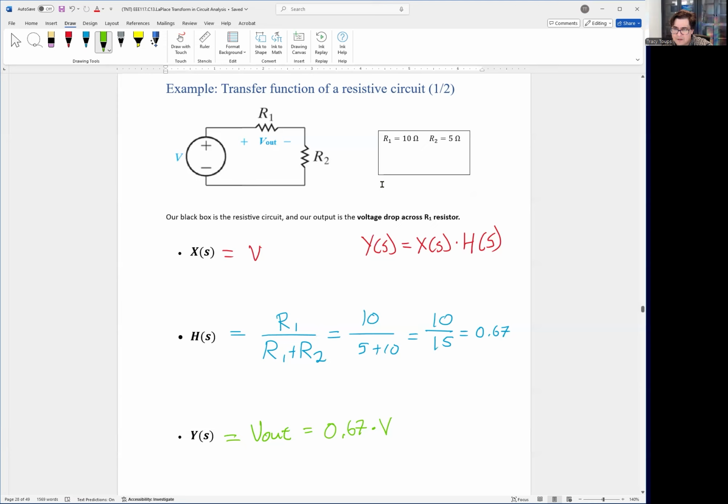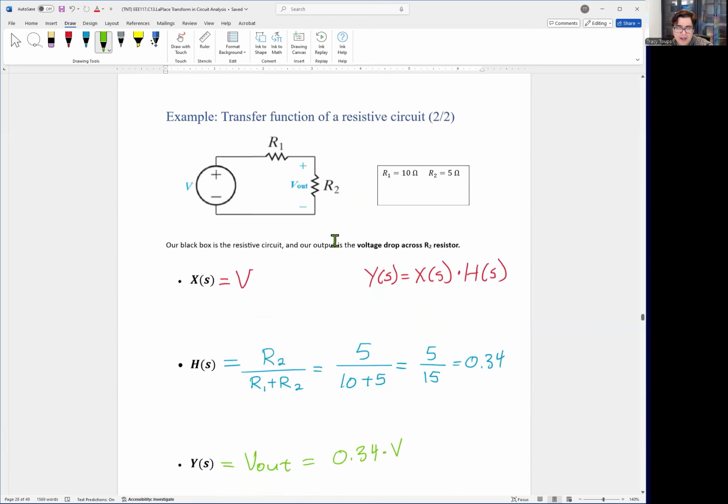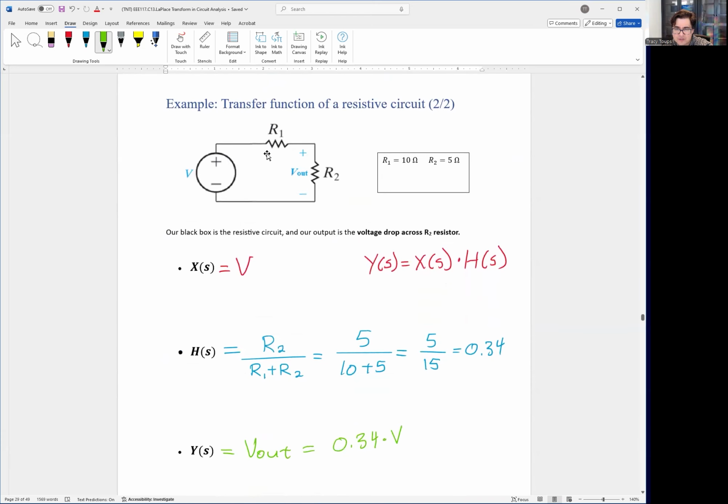Now, this gain, this H of S, is unique only to this circuit. If you change where V out is or you change any of these resistors, you're going to have to recalculate H of S. So once you have the circuit built, this is unique only to this circuit. Now, to show you that, let's swap where V out is. V out is going to be across R2 now.